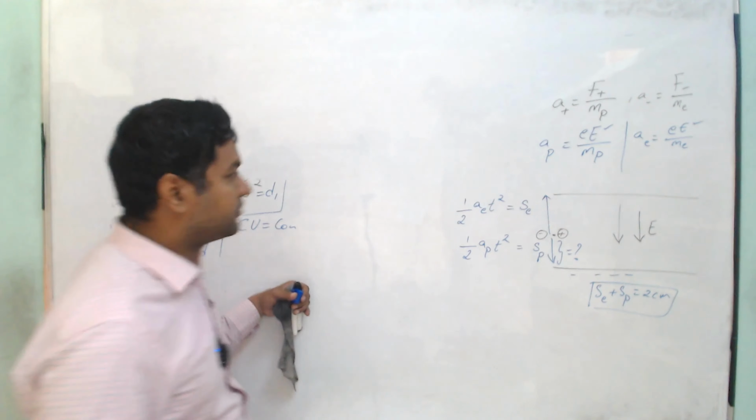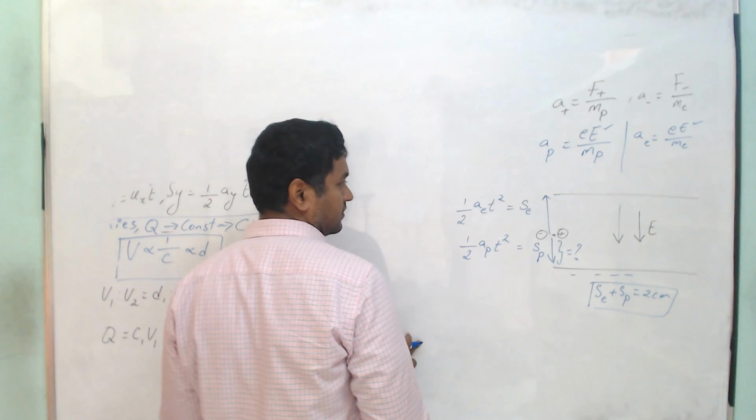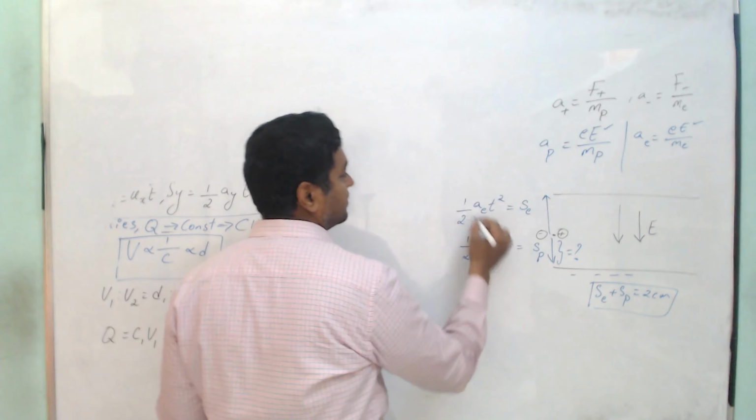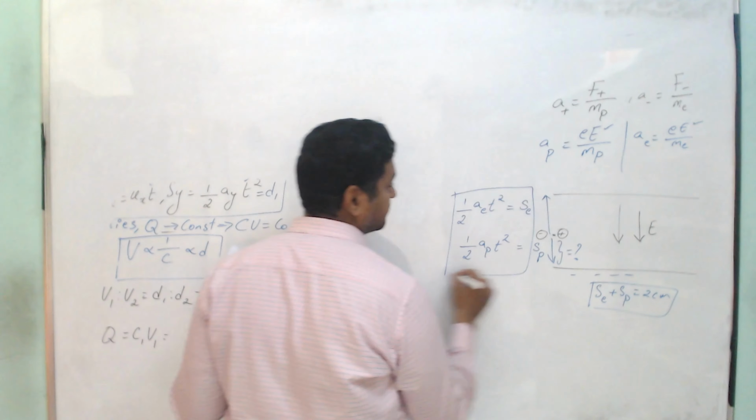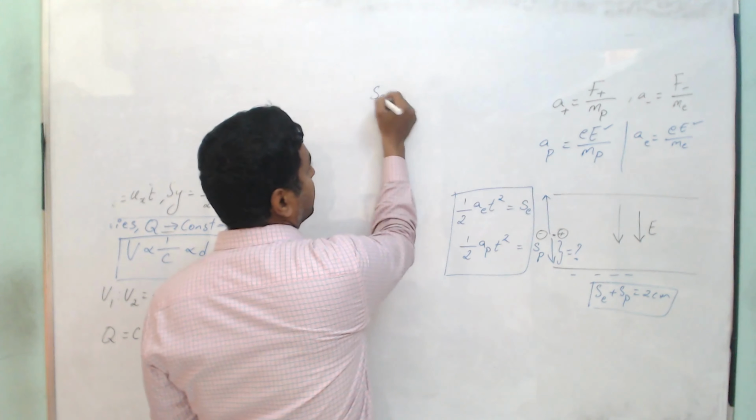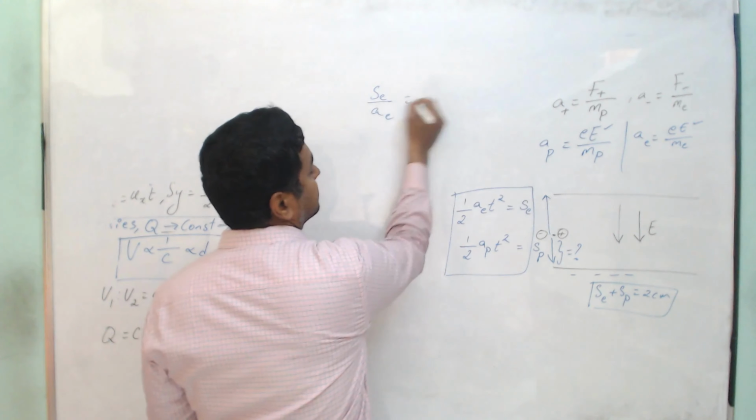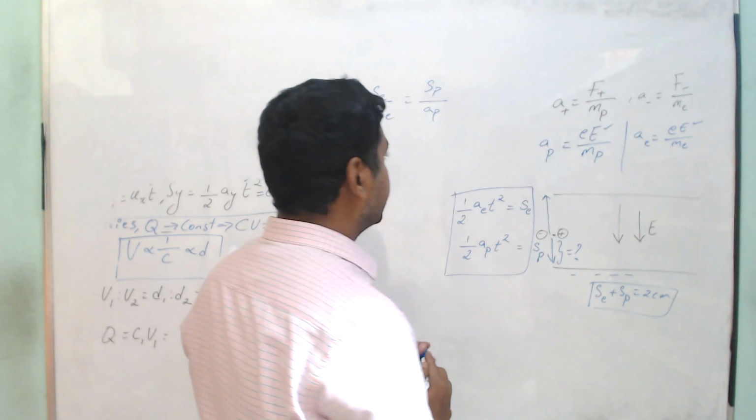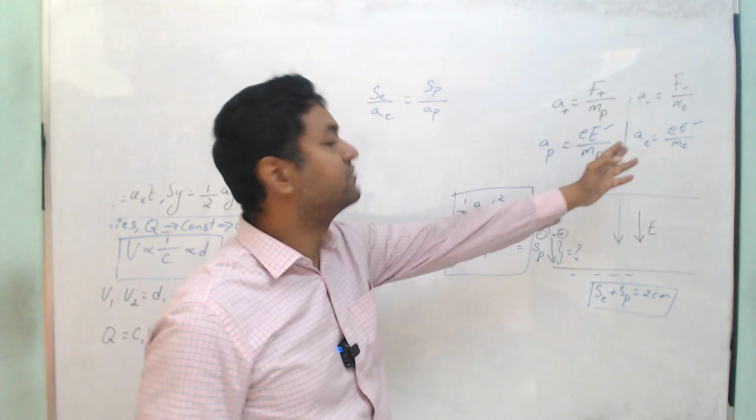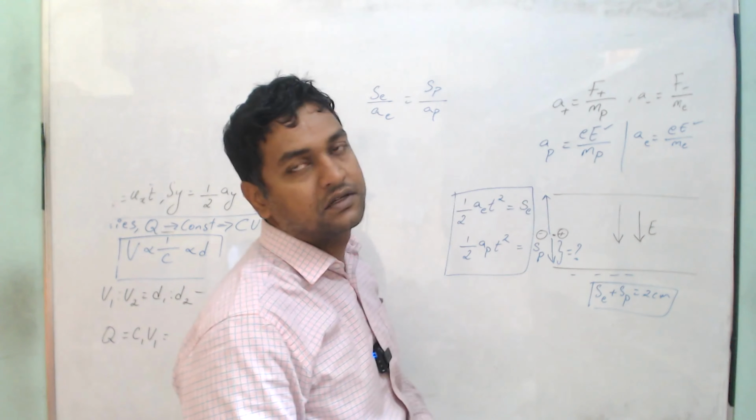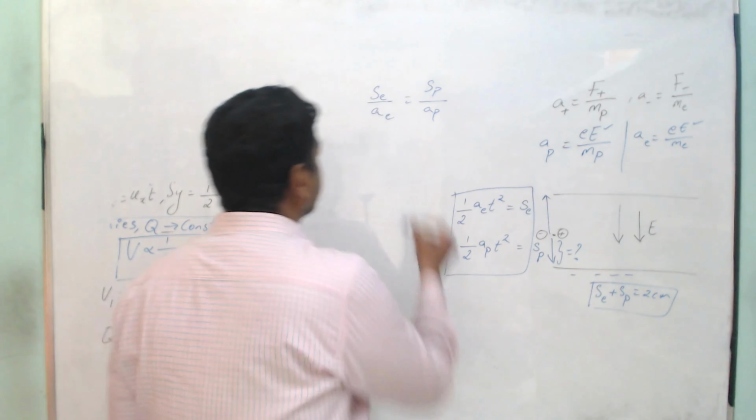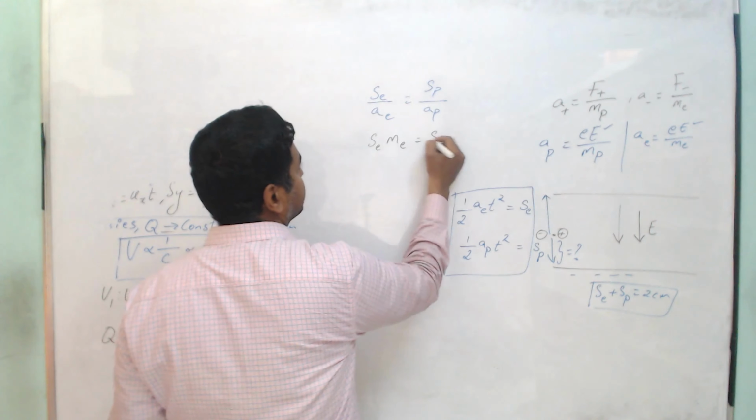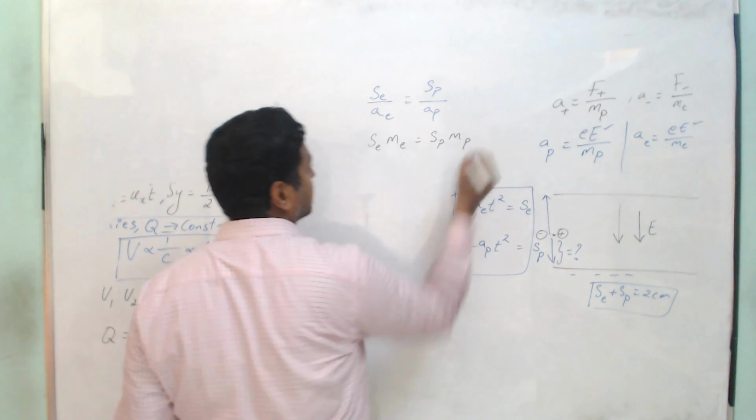Therefore, I can equate it and substitute it. I can say my t is the same. So, from this information, I can say my SE divided by AE is SP divided by AP. But anyways, my accelerations have same forces in the numerator, masses in the denominator. So, can I write SE into mass of electron is SP into mass of proton?